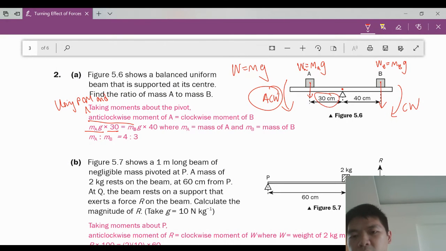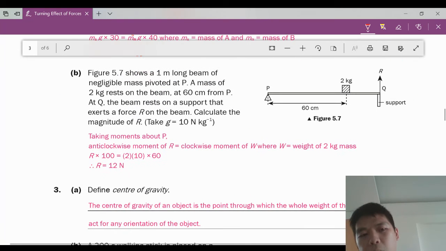MAg will be the weight. 30 will be 13 cm. Someone might say, Mr. Song, why don't we change it to meters? It's fine because after that you'll cancel out each other also. Next, WB, which is MBg, times 40, which is the distance away from the pivot. So by doing the math, you'll find that the ratio of MA is to MB is 4:3. Okay, so let's look at part B.